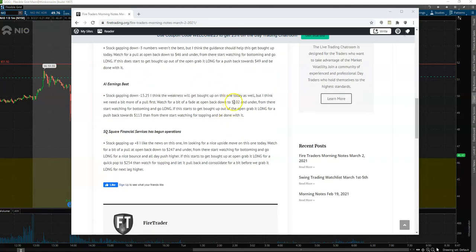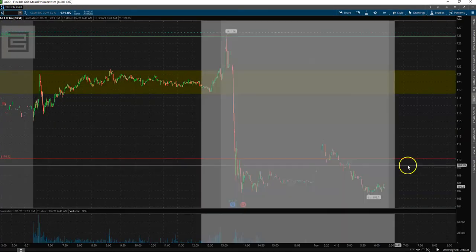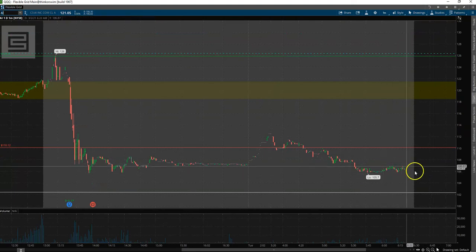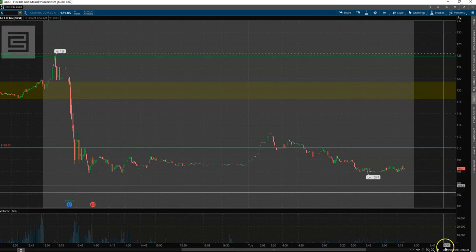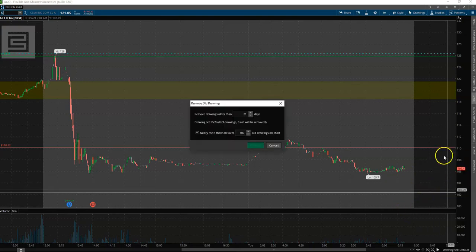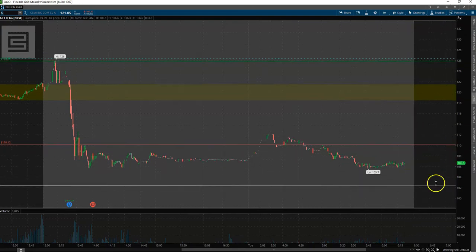So look for a pull down here at 102 and under, and we'll start looking for the bottoming on it, grab it long. If this does start to get bought up out of the open, look for a push back to 113. You guys can grab it long. So with this one, I would prefer to see a nice fade right back down here to this 102, and then from there we'll let it base out down here, and then we'll catch it as it starts to curl off of this 102 level.